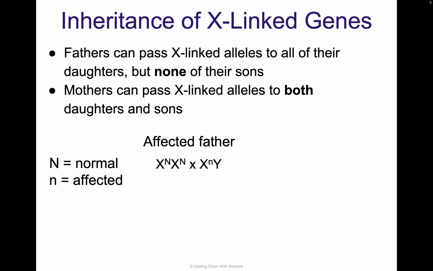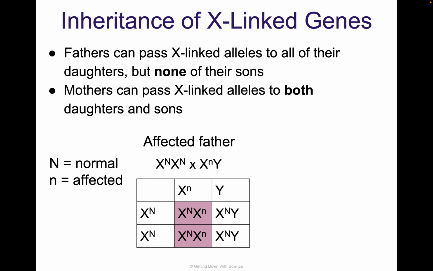So if we're talking about an affected father, right, we have an X with a normal and an X with a normal. Then we have one X chromosome that is affected and a Y. So because we have that one affected X chromosome, that gets distributed amongst the female children, but not the male children.